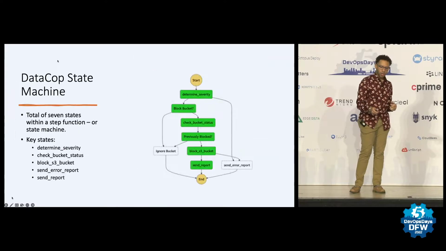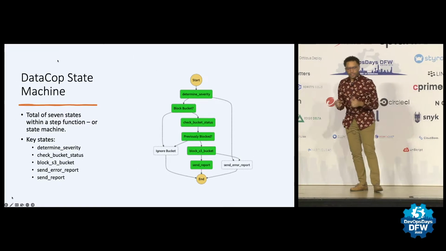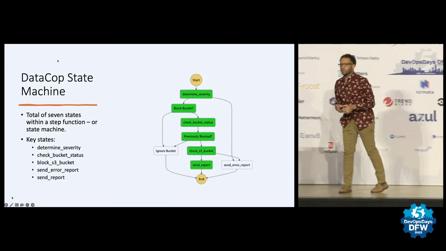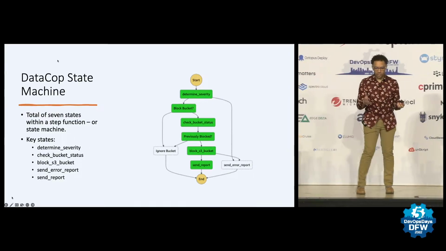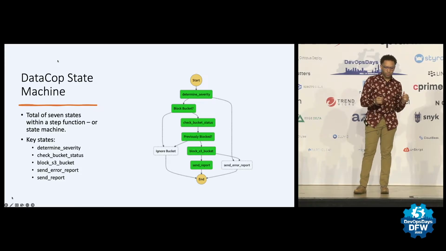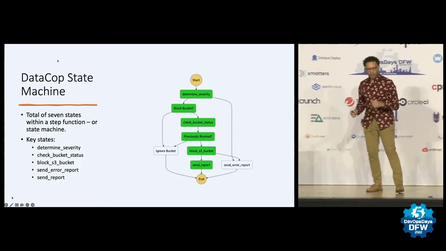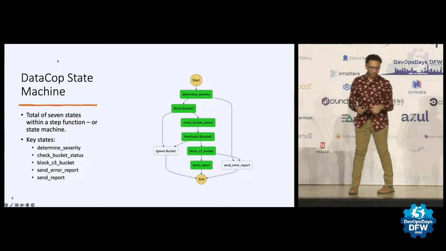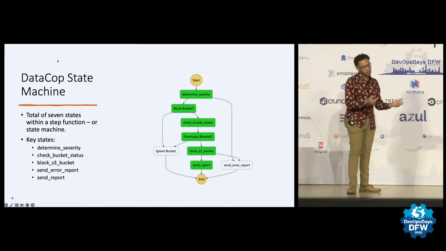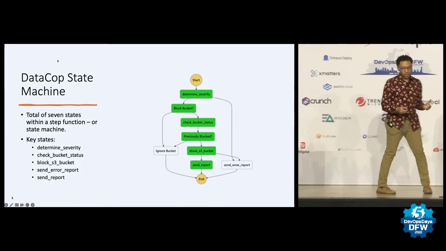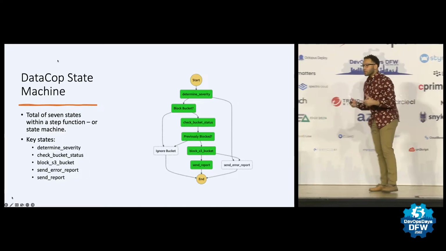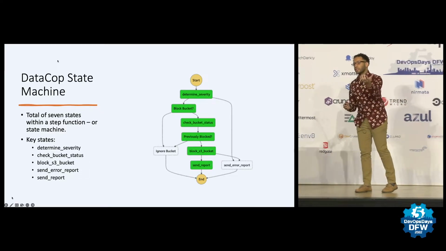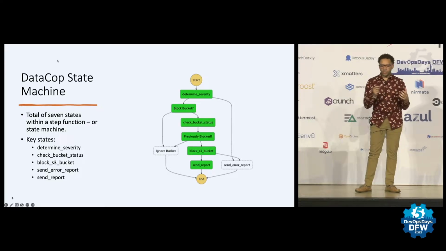So fast forward, let's talk about the state machine, because we want to know exactly what type of actions are being carried out, right? The state machine for DataCop has about 7 total states, and a couple of conditional states. But the key state that we want to talk about is determine severity. So the first step, when it determines the severity, is when the event is coming in, and it's going to parse through that event.